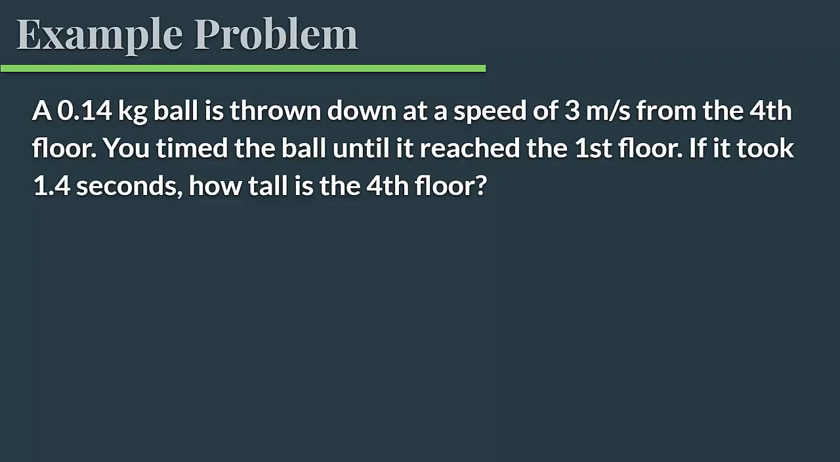And so the first thing that you want to do is to identify your positive or negative direction. In this case, I'm going to go ahead and say that down is negative, and of course that means up is positive. And so I've defined my direction. Down is negative. So your first step is that. Your second step is to determine what portion of the motion we're examining, and we're examining from the 4th floor all the way to the 1st floor.